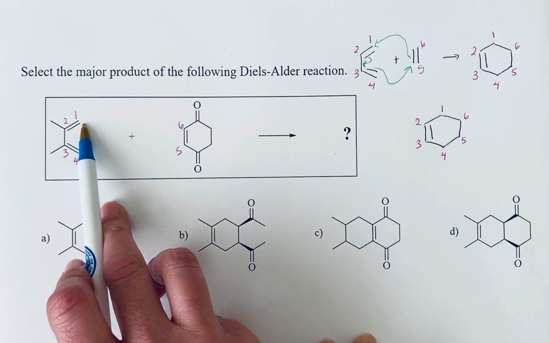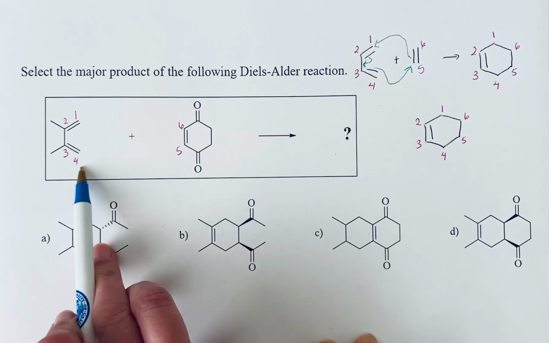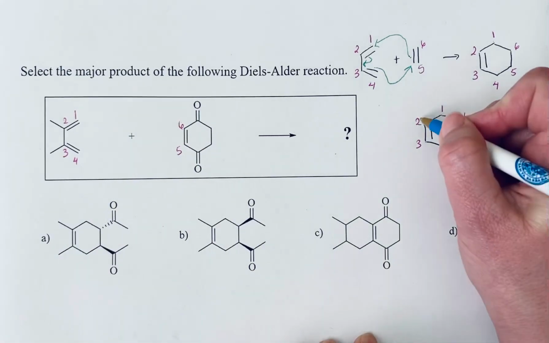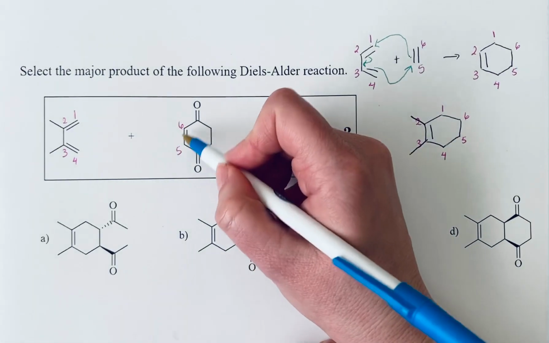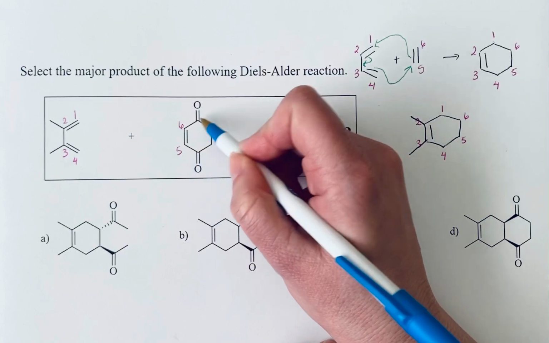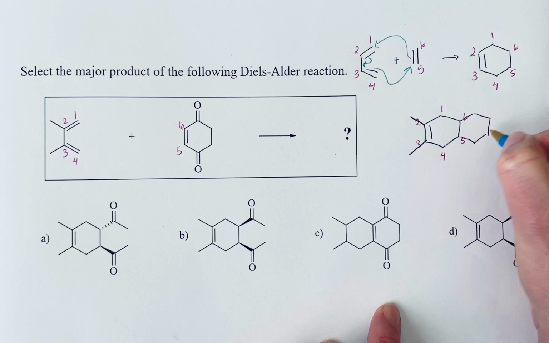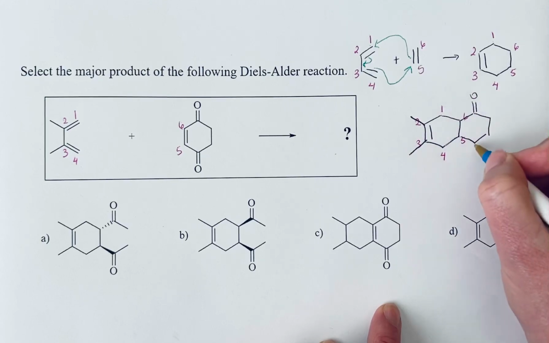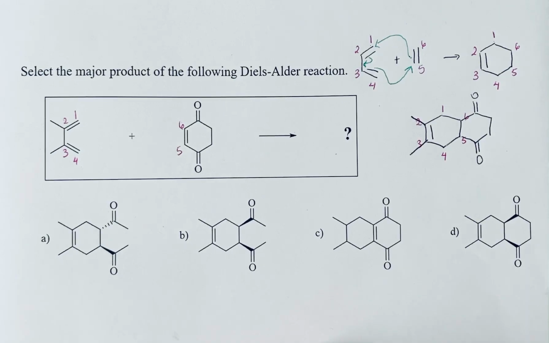Carbon 1 is unsubstituted. Carbon 2 has a methyl group. Carbon 3 has a methyl group. Carbon 4 is unsubstituted. So I'm going to place the methyl groups on carbons 2 and 3. Carbons 5 and 6 were part of a ring. So this ring structure should still be bridging them. So I should still have a ring here with 2 carbonyls. All right. And if I look at my options, there's really only one that matches, and that's option D.